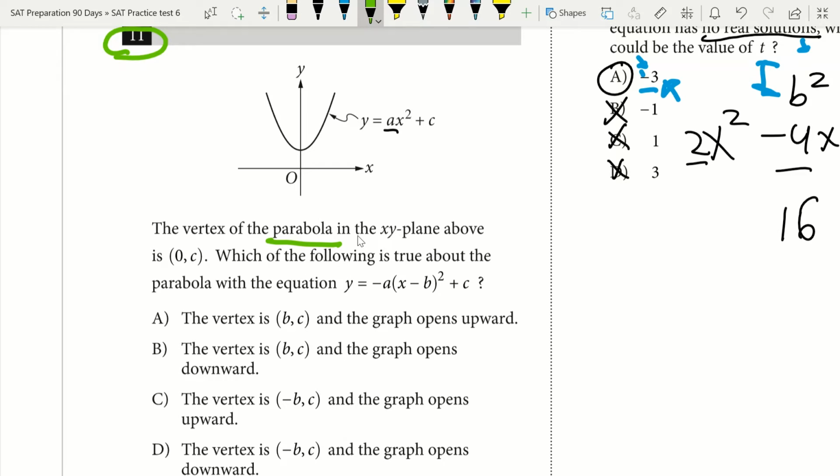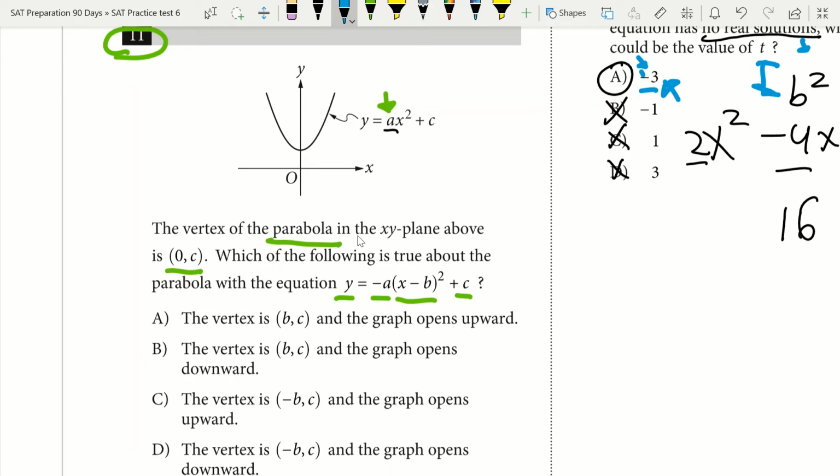So it says the vertex of the parabola in the xy plane above is (0, c). Which of the following is true about the parabola with the equation y equals negative a(x minus b) squared plus c? Well, I know a, obviously, up here has to be positive. Now, how do I know that? I'm going to go ahead and show you why.